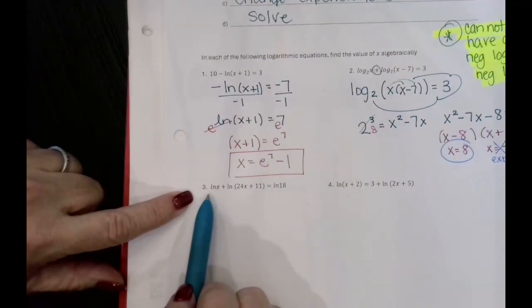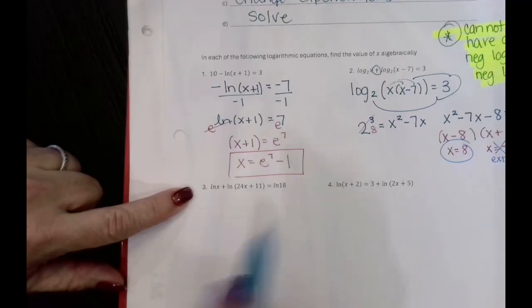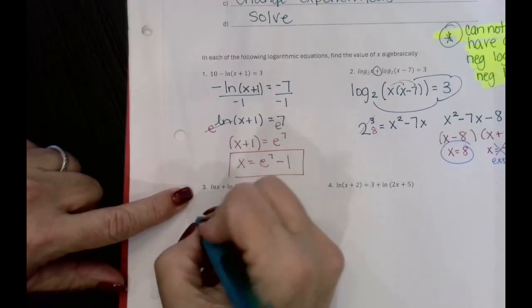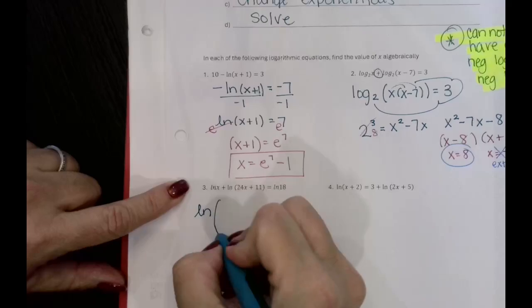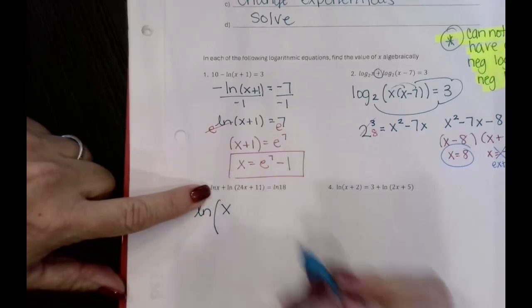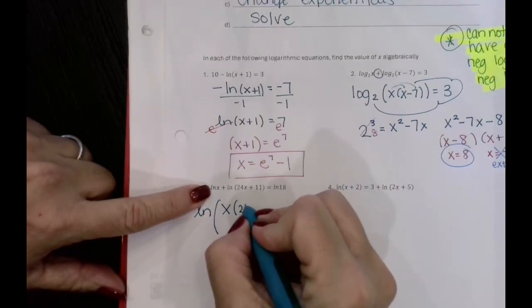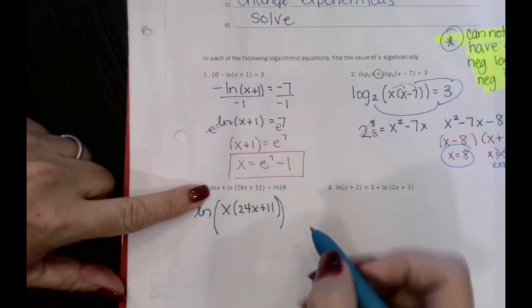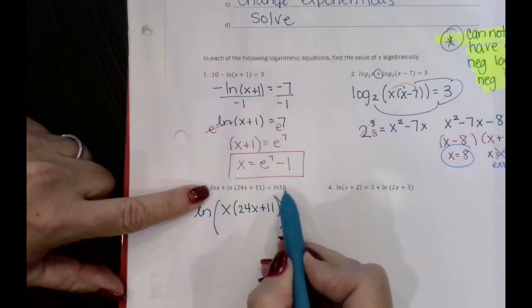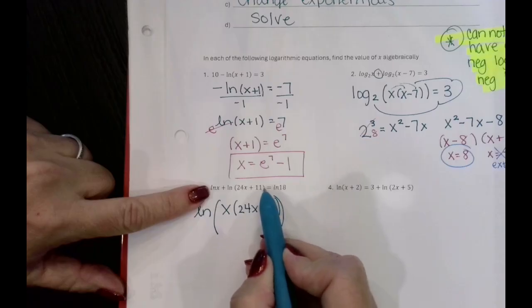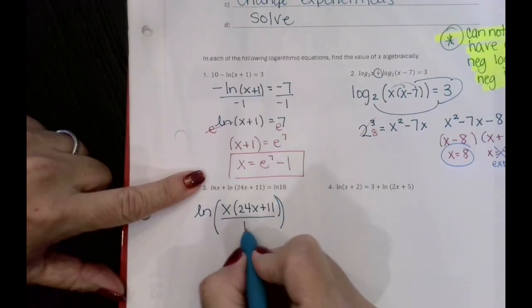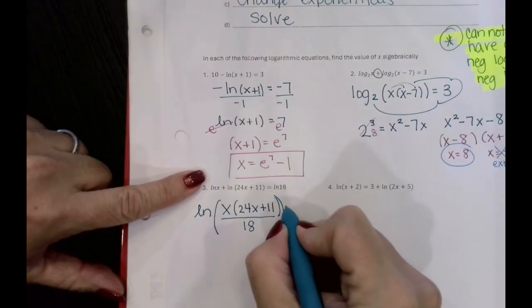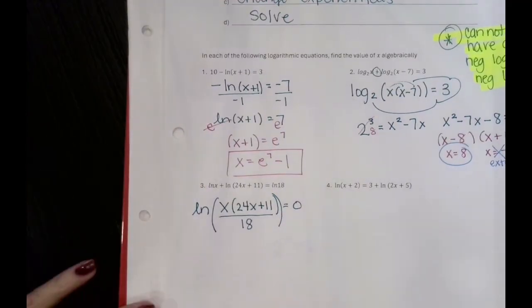So I see here I have lots of ln's. So what I'm going to do is use my ln rule, and I know I have an x here multiplied by 24x plus 11. Now, what I also know is if I move this ln 18 over here, it becomes negative. And when I have a negative, that means I'm dividing by 18. And all of this equals 0.